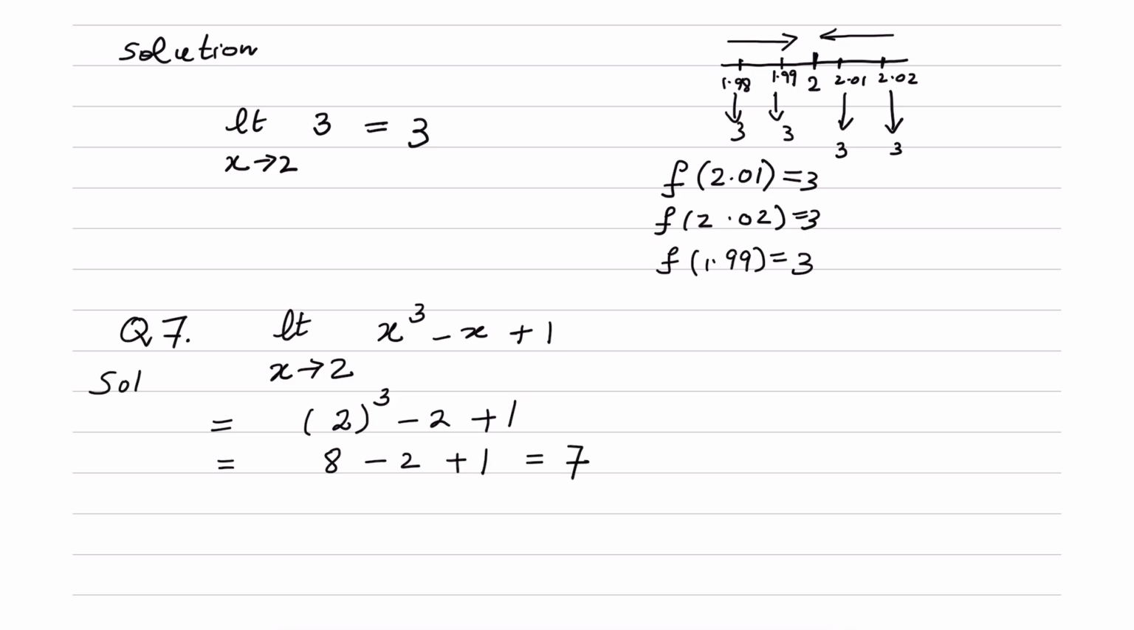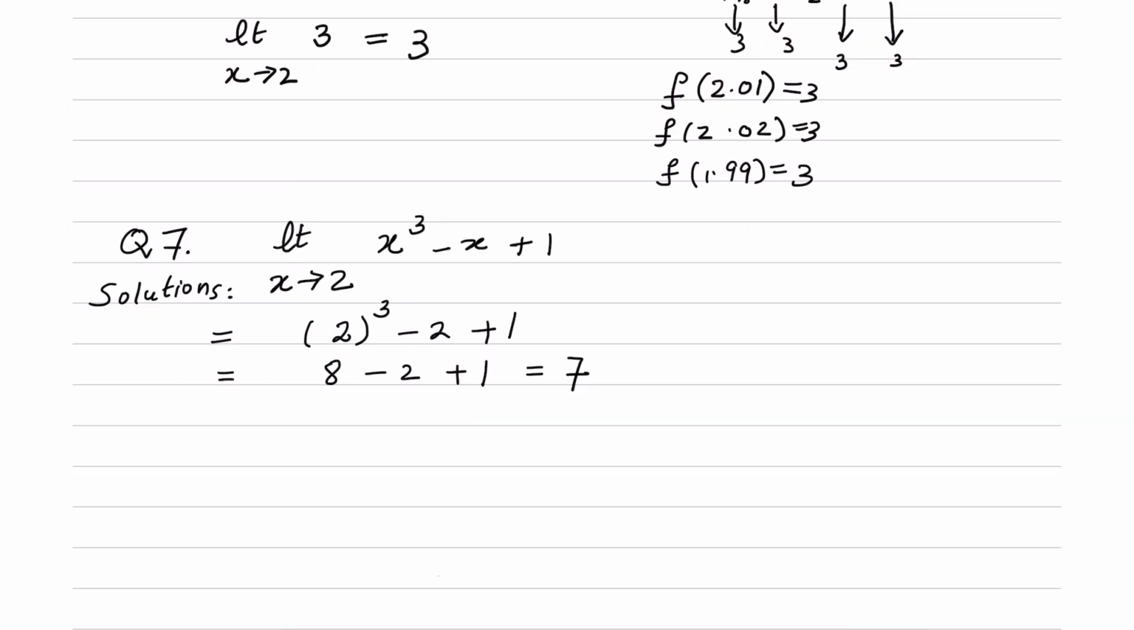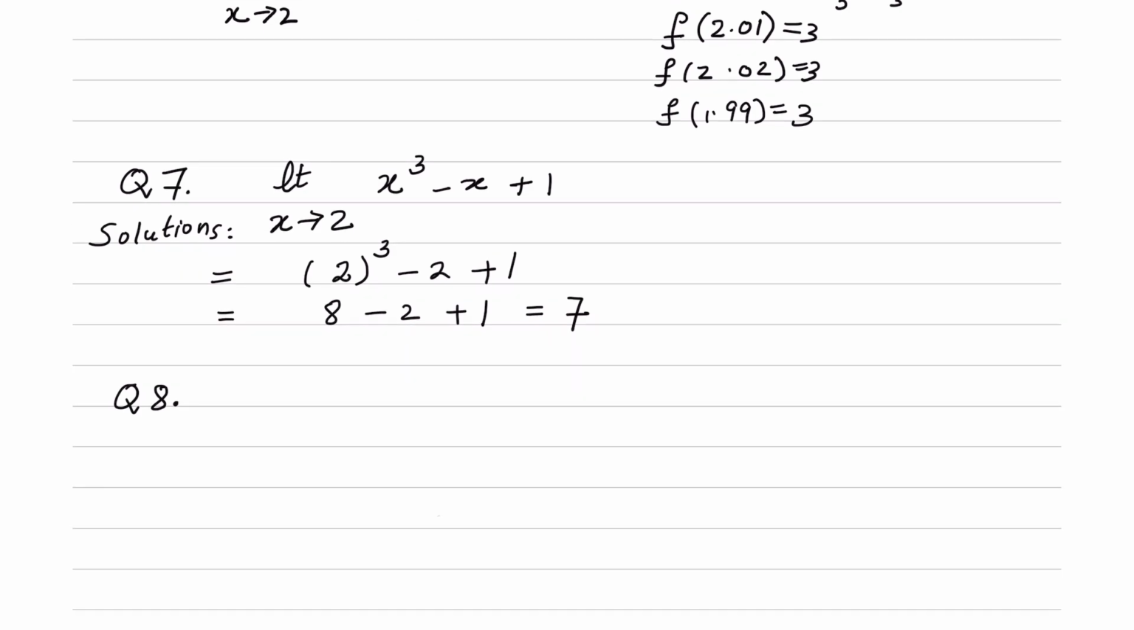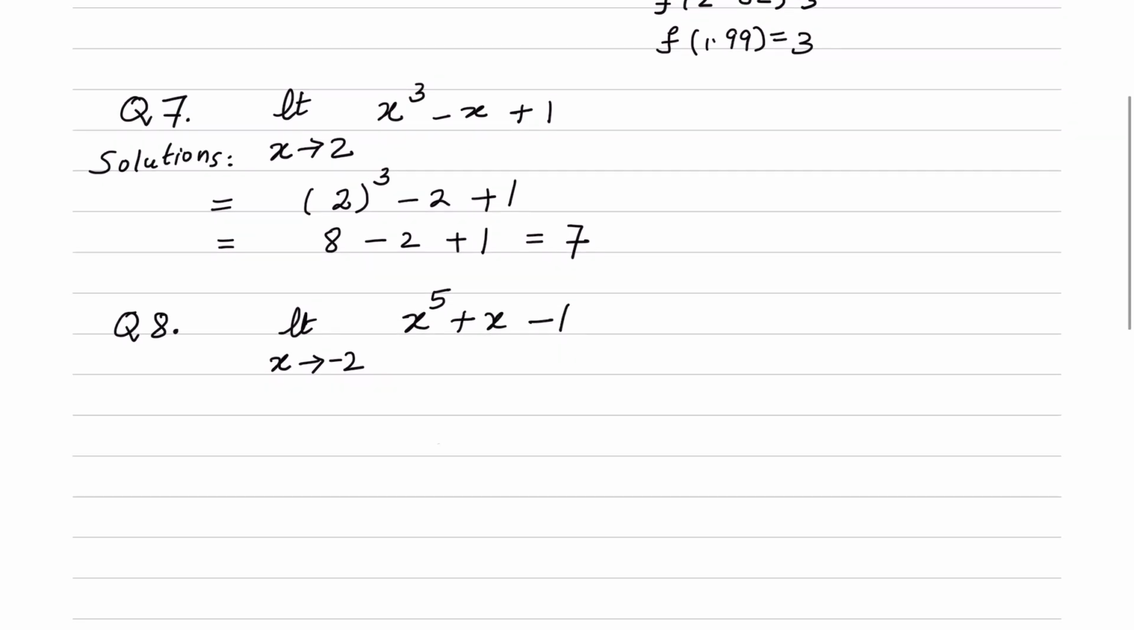So in the problems where you have to find the limit of a function at a point and the function is a polynomial, you will simply plug in the number in the places of x. Let's try another example. Here we have to find the limit of the polynomial x to the power 5 plus x minus 1 at minus 2.